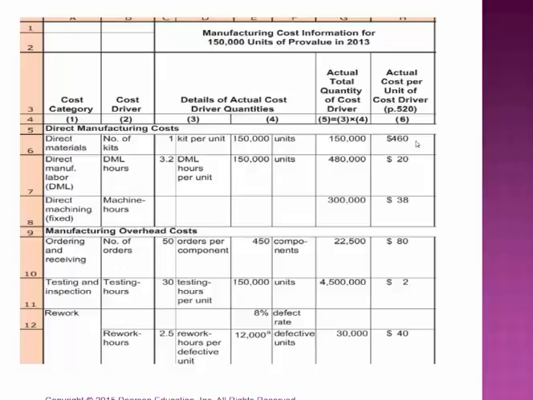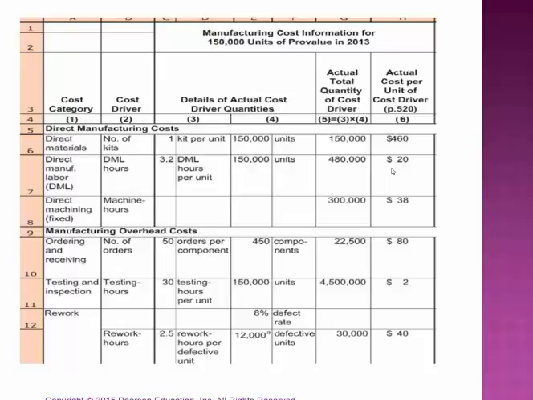The direct manufacturing labor cost, those are going to vary based on the number of direct manufacturing labor hours used. Right now, for each unit that we manufacture, it's been taking us 3.2 hours per unit at $20 per hour. All right, so we can see if we take 150,000, multiply it times 3.2, we have 480,000 hours at $20 per hour.